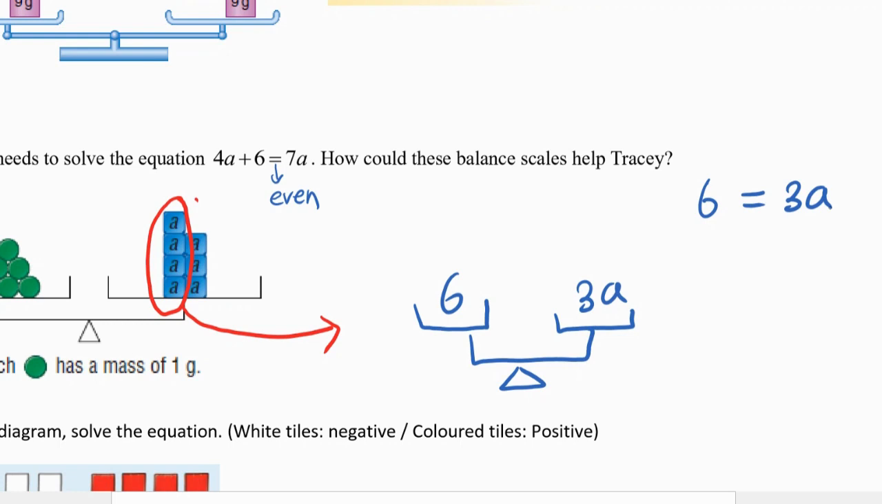Alright everyone, if 3a is 6, how much is 1a? You have 3a and you have 6 integer chips. If 3a is 6, then 1a should be 2. So the answer will be 2.